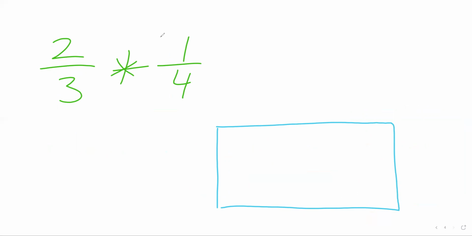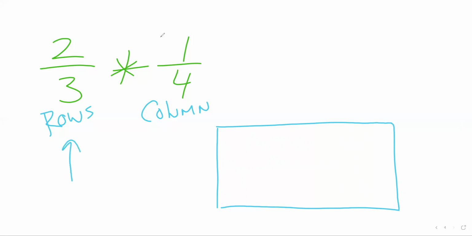So again, it doesn't matter which one I pick as my rows or which one I pick as my column, because the commutative property of multiplication states that 2/3 times 1/4 will be the exact same thing as 1/4 times 2/3. We're going to get the same result. So I kind of like to take my first one and make it my rows.